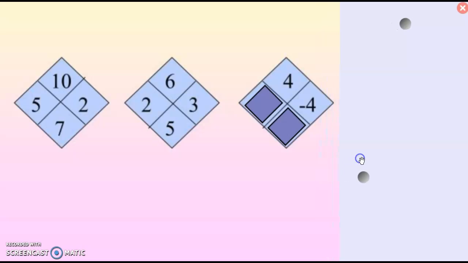Time to challenge you. What number would I have to multiply times a negative 4 to get a positive 4? And then what would that give me as an answer for the sum?